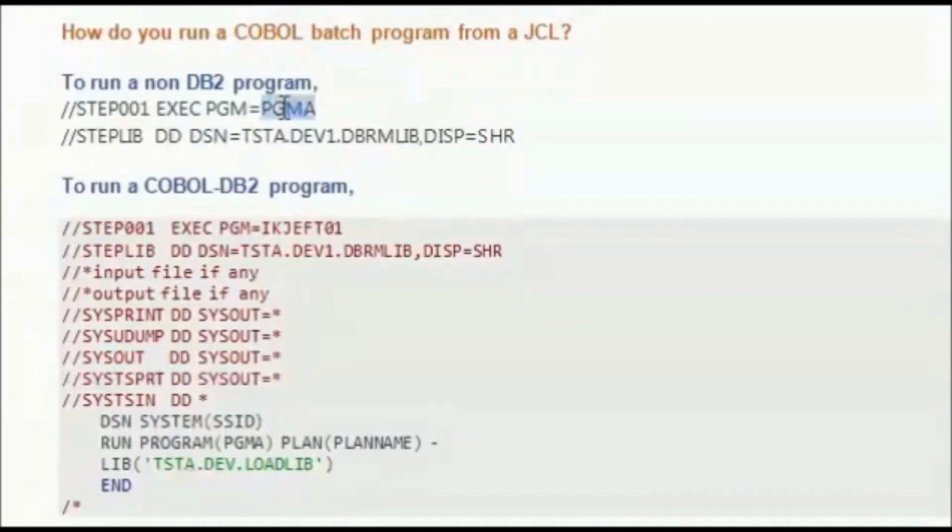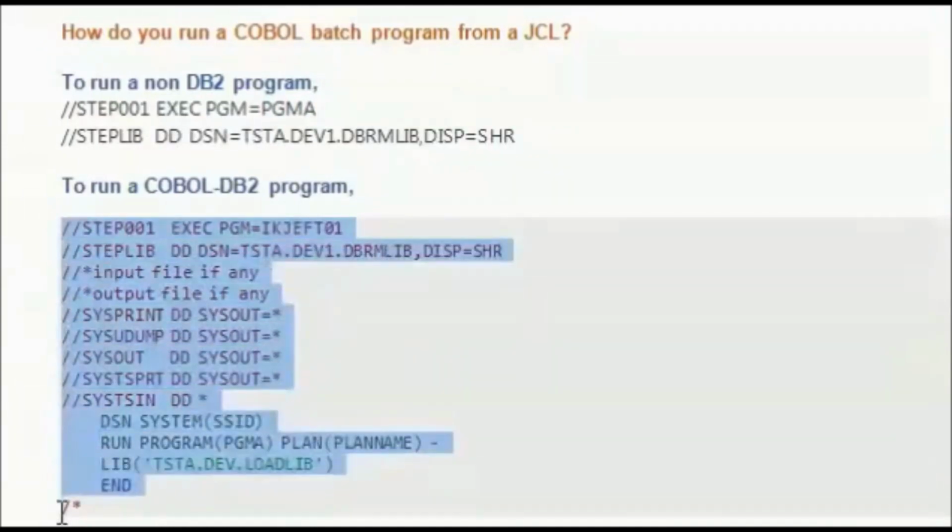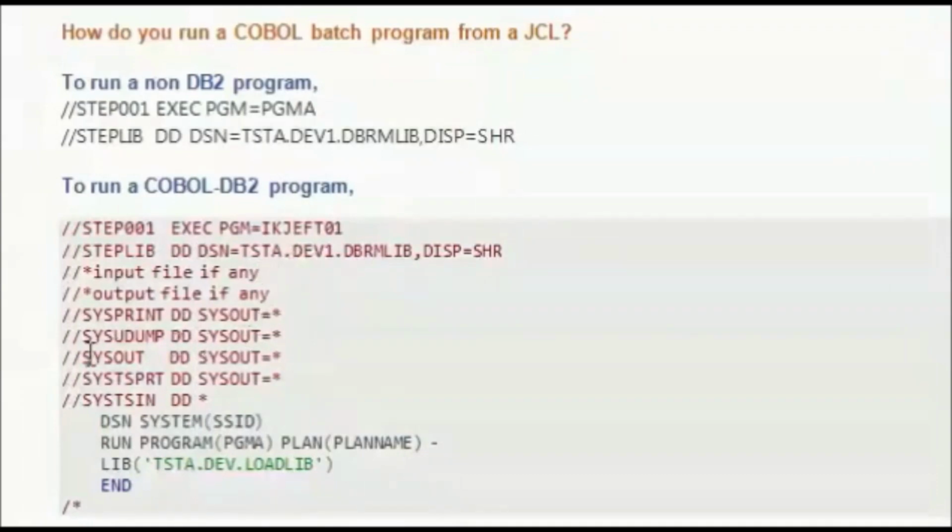If it is a COBOL DB2 program, then your run JCL will be like this. You can use the IKJEFT01 utility to run a COBOL DB2 program. Before using this JCL, you need to modify the DBRM library, subsystem name, plan name, and load module library name based on your requirement. Your COBOL DB2 program name, DB2 subsystem, DB2 plan name, and load module names are passed within the SYSTSIN DD statement. The DBRM library is specified in the STEPLIB.